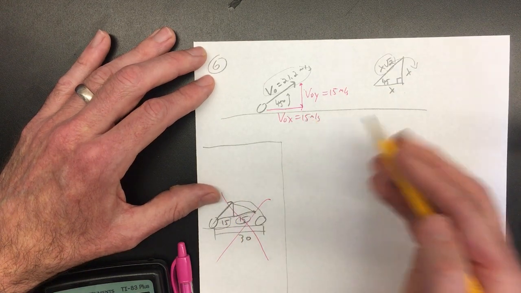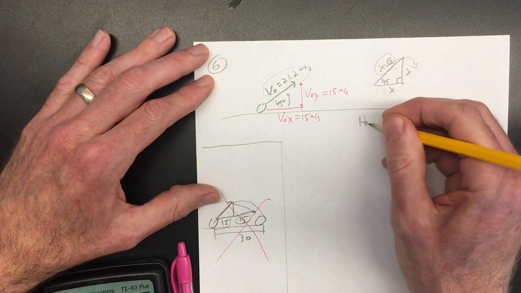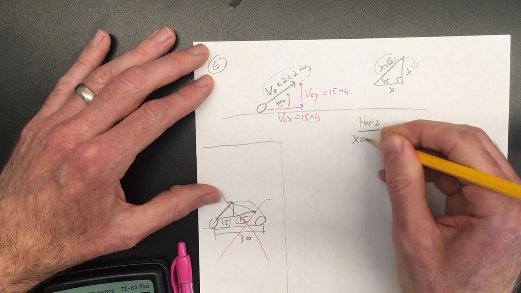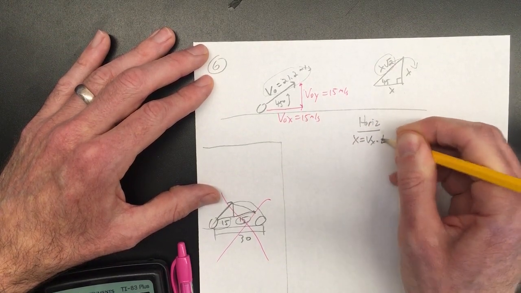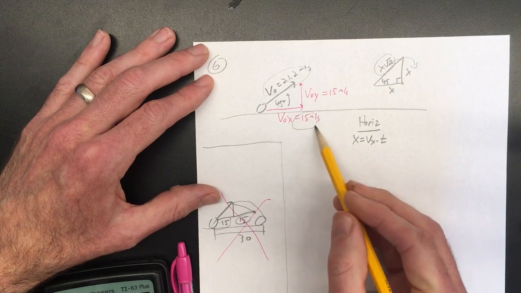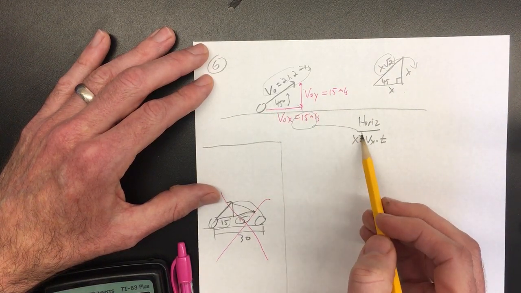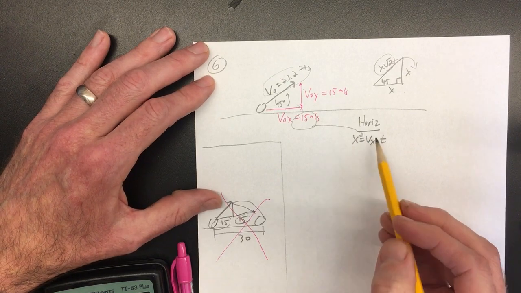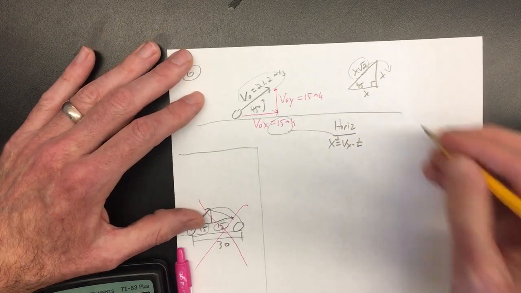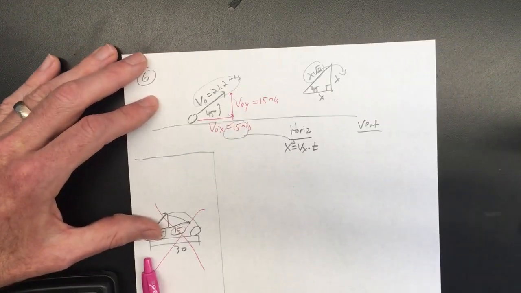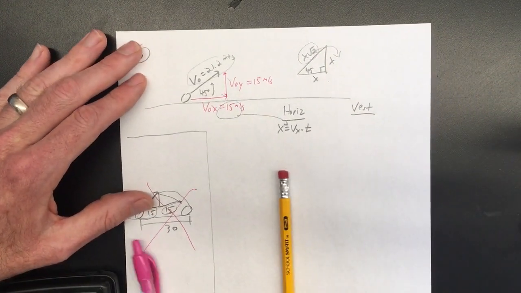So ultimately, we're trying to find the range. So we're looking for the horizontal direction. We're just looking to do x equals vx times t. And the vx is just this right here, right? Once again, this velocity is going to stay the same the whole time. So that's that right there. We need to find the time. In order to find the time, we're going to use the vertical direction. So how do we do that? Well, we have this initial vertical speed of 15 meters per second.